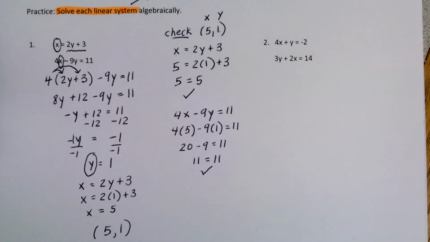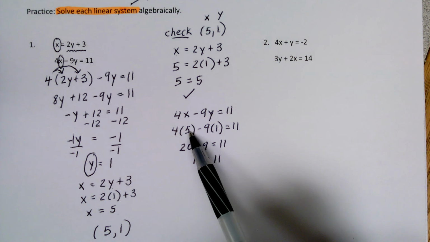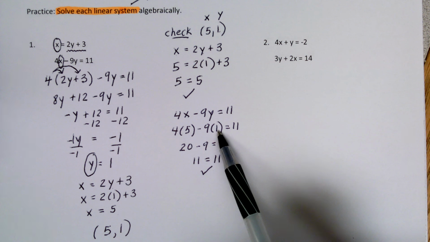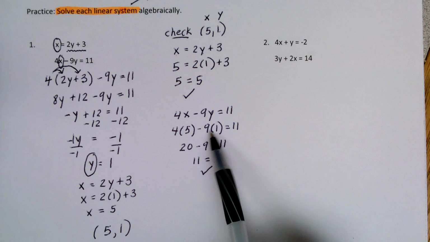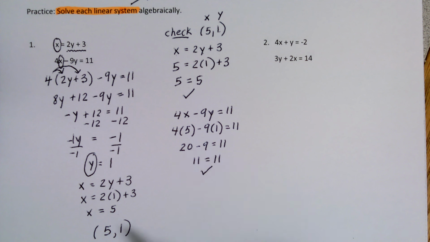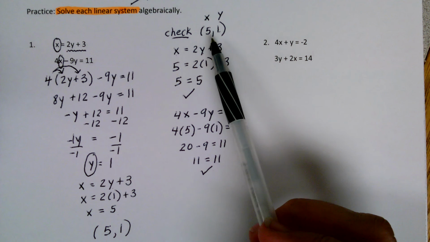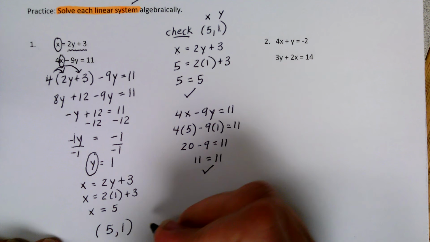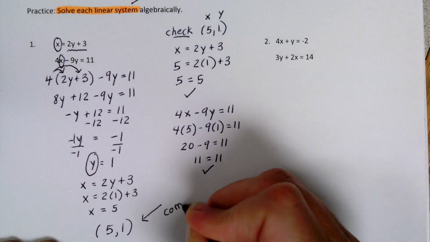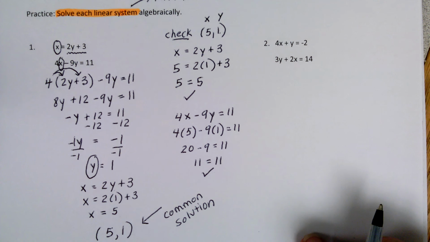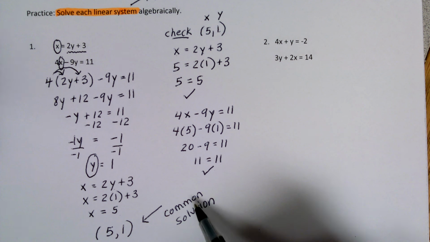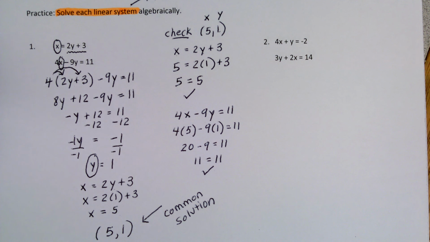Okay, how'd you do? We substituted 5 in for x. We substituted the y value 1 in for y, and then we did our math. 4 times 5 is 20. Negative 9 times 1 is negative 9. And is that true? 20 minus 9 equals this 11? And yes, it does. So since that ordered pair worked for both equations, we can now say this is a common solution. A solution is an answer that makes the equation true, and common means it works for both of them.